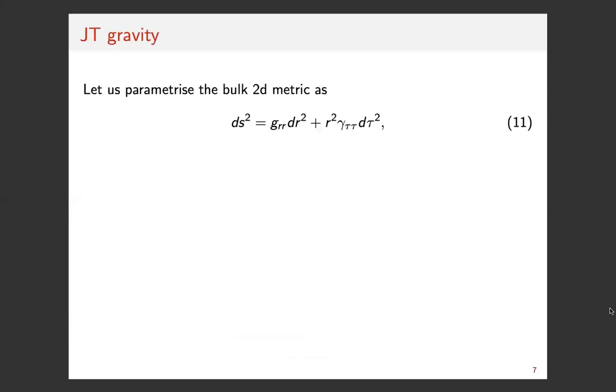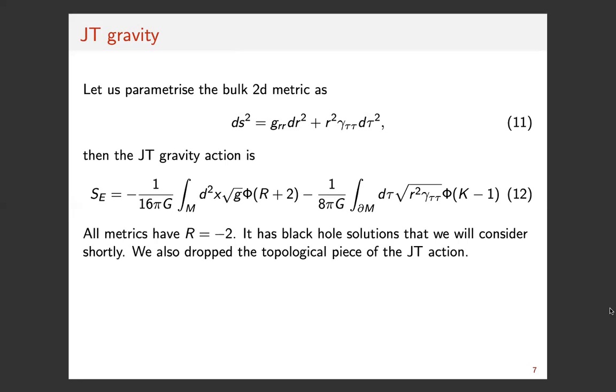So the gravity theory I will consider is JT gravity, and I'll parameterize the bulk metric in some sort of radial ADM decomposition. Here I ignored the shift that you usually have, like off-diagonal components, and only kept the lapse, which is just g_rr. So the action of JT is the familiar one written in equation 12. We have phi, which is the dilaton, and its equation of motion sets the curvature of the metric equal to minus 2. So those are the main players in this action. And then I dropped the topological piece, the S naught that other groups here at Stanford are very excited about.